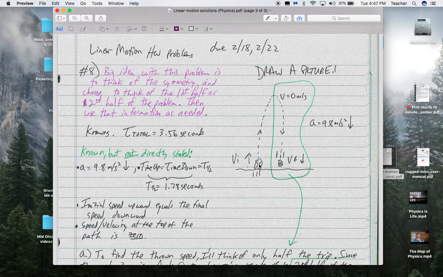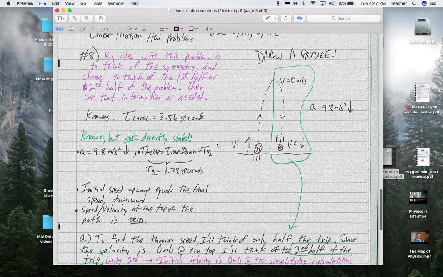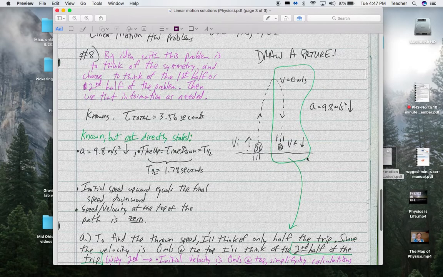And your initial velocity with which you throw the ball up would equal the final velocity with which you would catch the ball on the way down, if it's at the same height, because it's been accelerating for the same time on the way down as it did accelerating negatively on the way up. So I like to split this into half of the problem. So the first half or the second half. And we also know the acceleration is 9.8 meters per second squared downward the whole time.